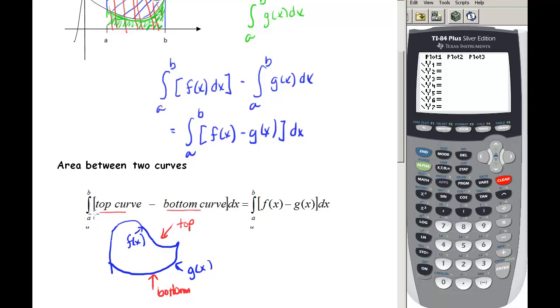And then we also have to have the limits on our integral correct. It's always the left side of your region, so this was a, and the right side of your region, that was b. So we're going to go from a to b of top minus bottom.